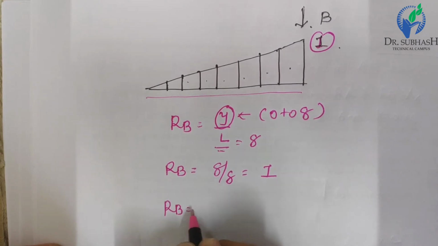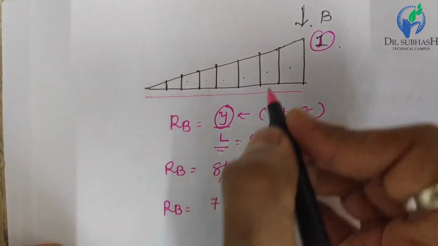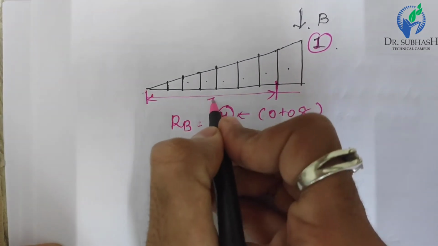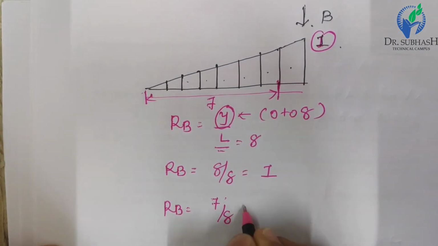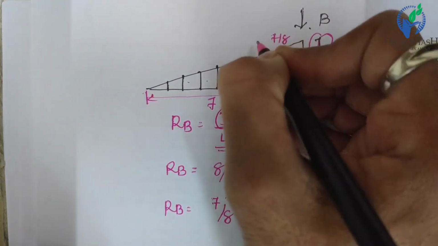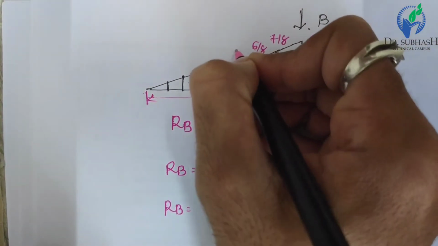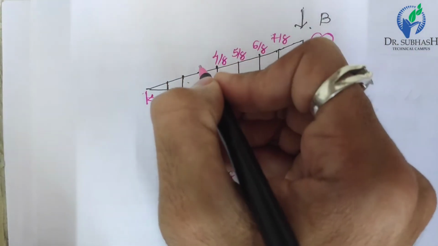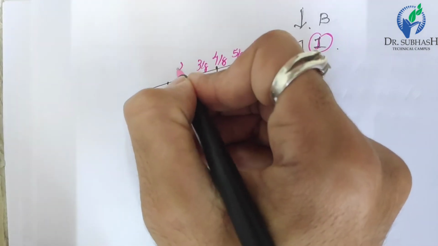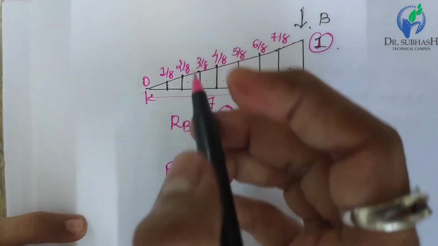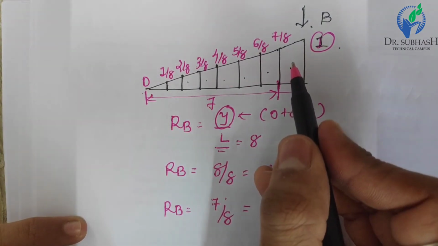Now the next coordinate we find out. What should be the y? Now our y is 7. So 7 by 8. Next points we find out: 7 by 8, 6 by 8, 5 by 8, 4 by 8, 3 by 8, 2 by 8, 1 by 8 and 0 by 8, which is 0. So this is the cross check we have to find out.